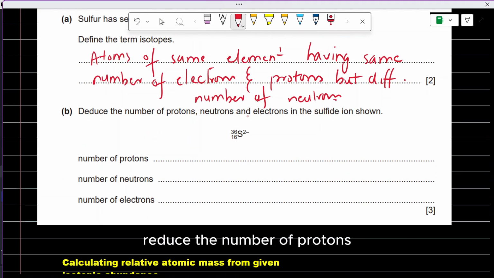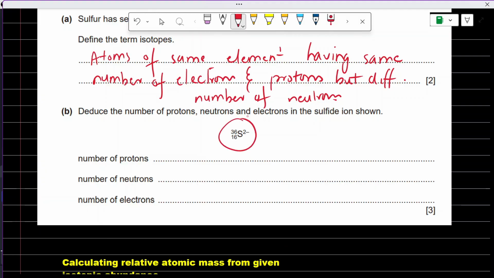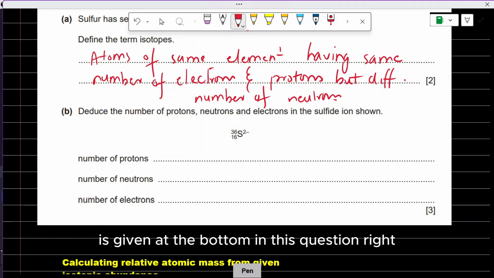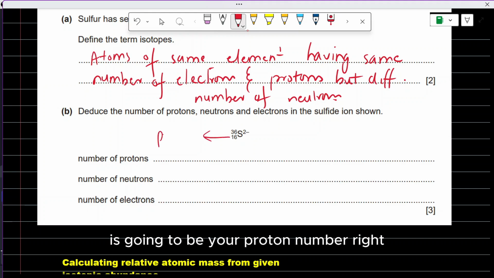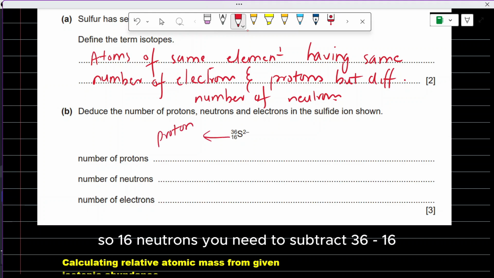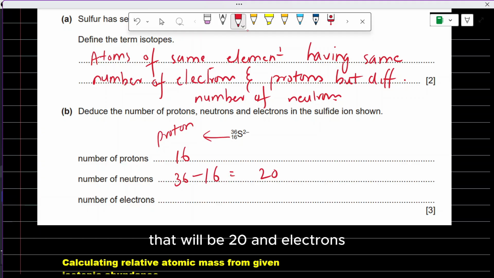Let's go with the B part. Deduce the number of protons, neutrons, and electrons in the sulfide ion. So they've given us the sulfide ion, and the number of protons is going to stay the same. That is 16. So the proton number is given at the bottom in this question, right? So always be reminded that the smaller number is going to be your proton number, right? So 16 neutrons, you need to subtract 36 minus 16, that will be 20. And electrons, since you see there's a -2 charge, means it has gained 2 electrons. So that will be 18, right?